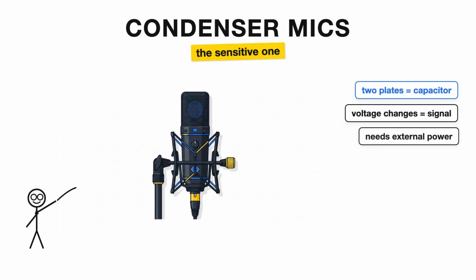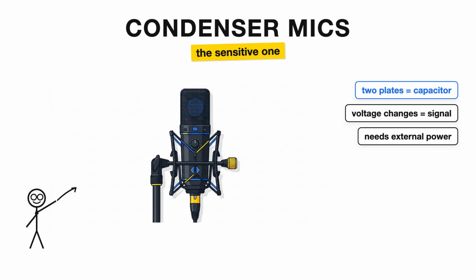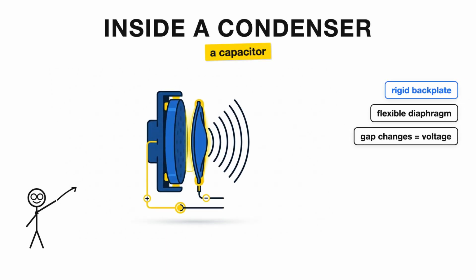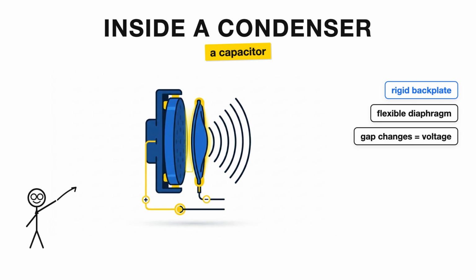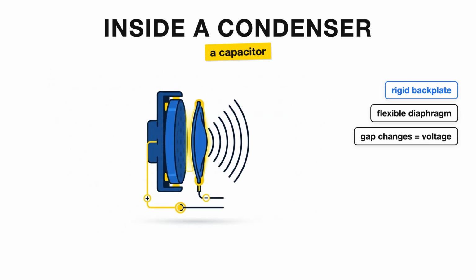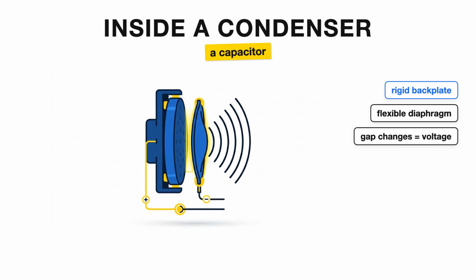Now, condenser microphones. Same basic idea. Sound moves a diaphragm. Diaphragm movement creates electricity. But the physics inside is completely different. In a condenser mic, 2 parallel plates sit very close together. A rigid backplate and a flexible diaphragm. Together they form a capacitor. When sound waves flex the diaphragm, the gap between the plates changes, and the voltage changes. That changing voltage is your signal.